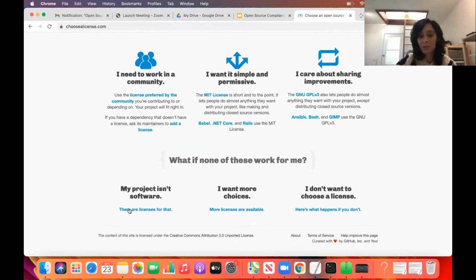And there's a bunch of stuff here that you can look at and see what choices you have. But 9 out of 10 times, people usually end up picking a BSD license or an MIT license or an Apache license. Those are the most common permissive licenses. If you want to go copyleft, then of course there's the GPL license as well.